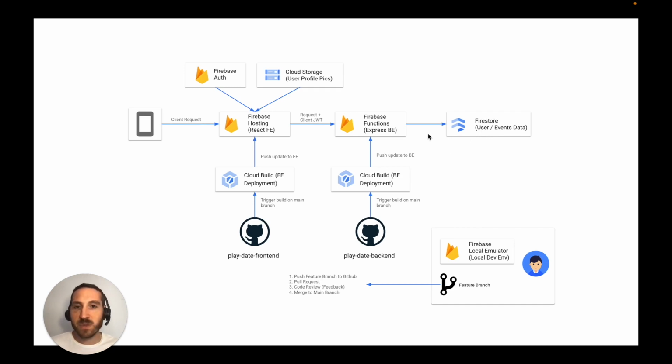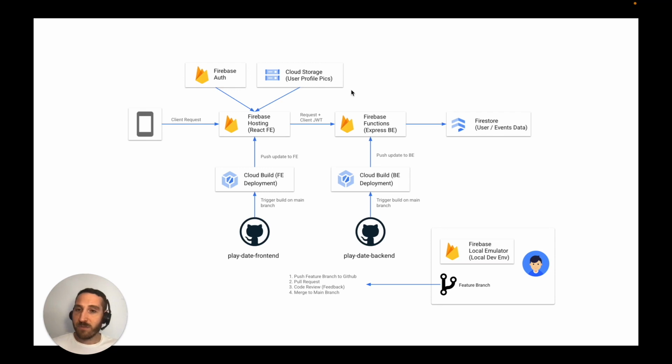that contains our user and events data. For client authentication, we were using Firebase Auth, and this essentially provides us with a secure way to log in the user, provides us with a client JWT token, which we then add to the header anytime we want to make requests to the backend. It also provides a secure way to authenticate against various other Google Cloud services, such as Cloud Storage, where we were storing our user profile pictures.